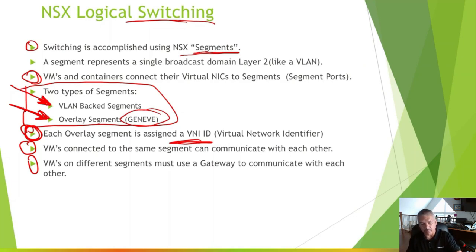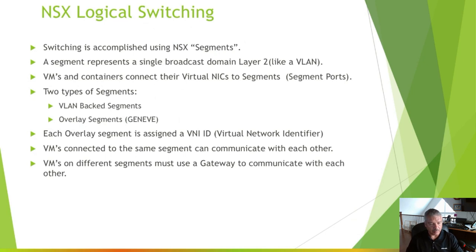One of the things I do want to mention here, when we talk about VNI IDs, virtual network identifiers, a Geneve VNI ID is 24 bits long. So that basically gives you almost 17 million different combinations, right? So that's a lot. A VLAN ID is only 12 bits. That's 2 to the power of 12, which basically gives me 4,096. I can't use 0, can't use 4095. So basically, I have up to 4,094 VLANs available to me, right?